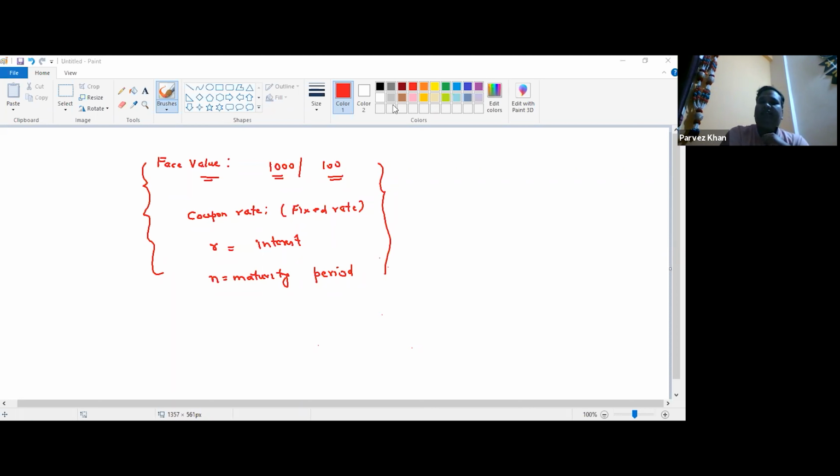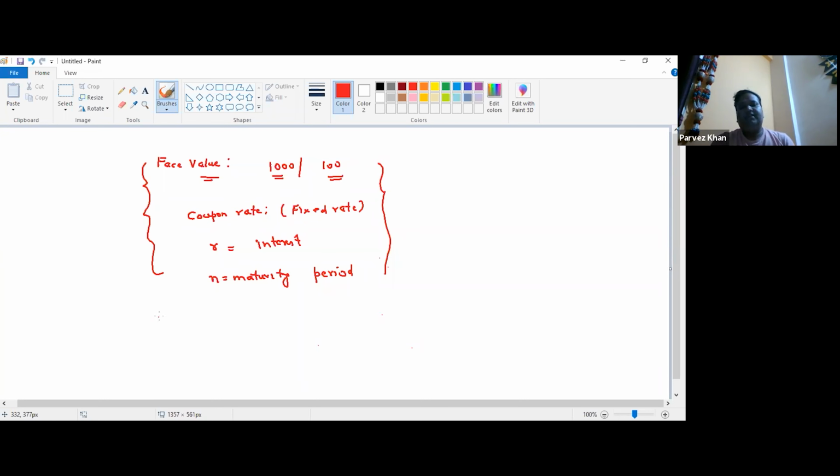R is the interest rate on which the bond value is going to fluctuate or change as time passes, obviously the time value of money we have just studied. So R is your interest rate or discount rate. N is the maturity period. Clear now? And face value, if they have not given it in the question, you have to assume it as 1,000 or 100. Otherwise, definitely they'll give it in the question. Clear? Okay, sir.